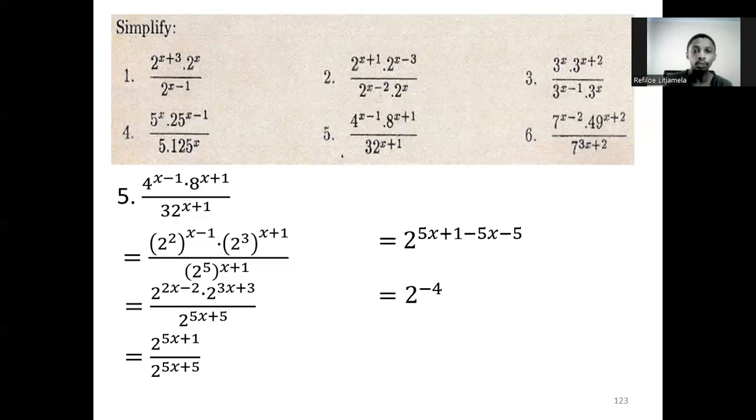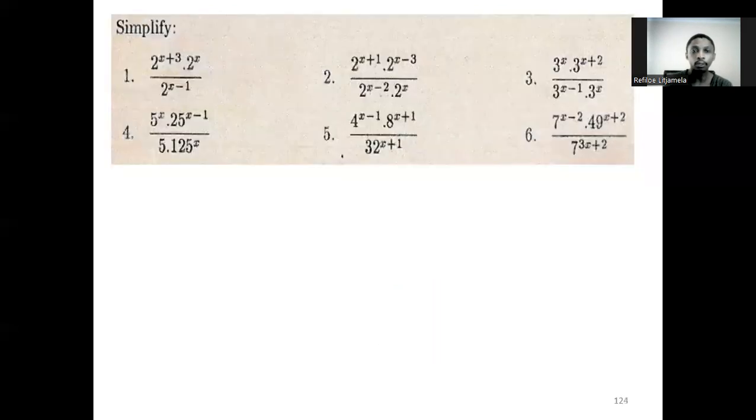The base of 2 and the exponent of 4 will go to the denominator, and the numerator will be equal to 1. And 2 to the exponent of 4 is 16, so your final solution here will be 1 over 16. Try number 6.